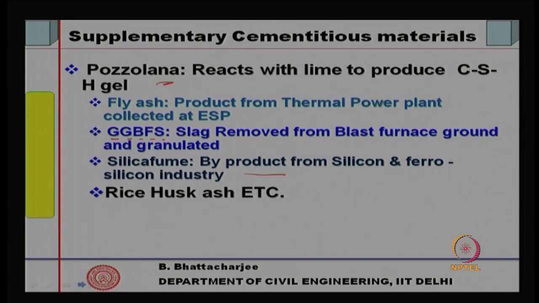This material is very important because this is the one which has made it possible to produce very high strength concrete, or even high strength concrete. So, this is another one. Rice husk ash is another kind of pozzolana. Rice husk ash, if you process it, finally it will be silica.